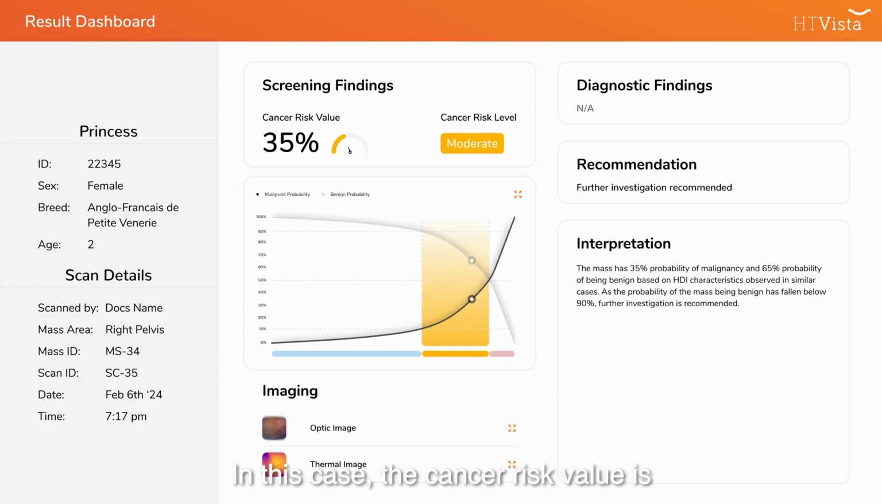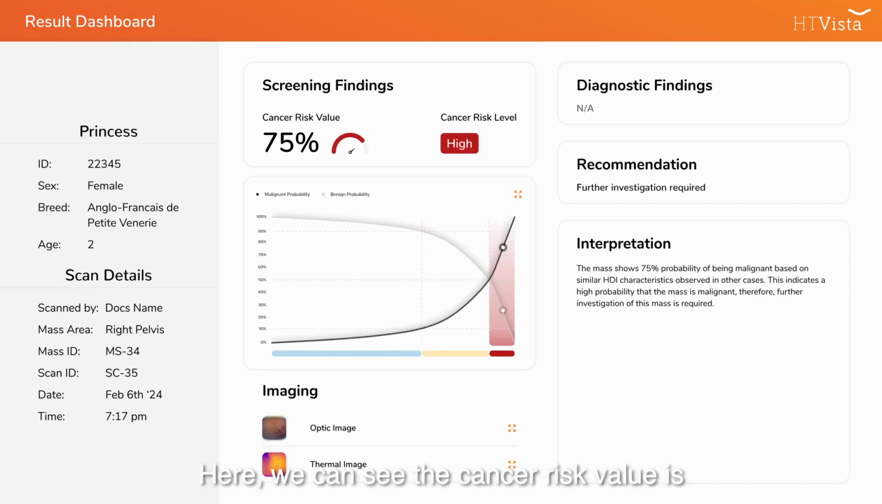In this case, the cancer risk value is 35%, and therefore the cancer risk level is moderate. So for this reason, further investigation is recommended. Here we can see the cancer risk value is 75%, and this gives a high cancer risk level. Although there is not a diagnostic finding, it's important to perform further investigations to guide the treatment of this animal, as the chance of the mass being malignant is high.